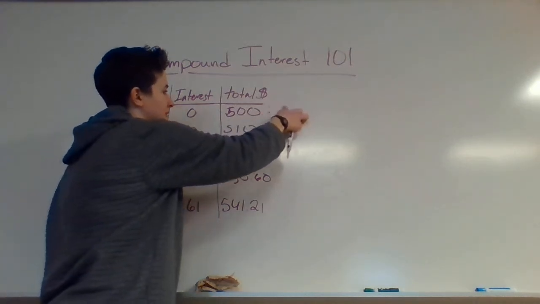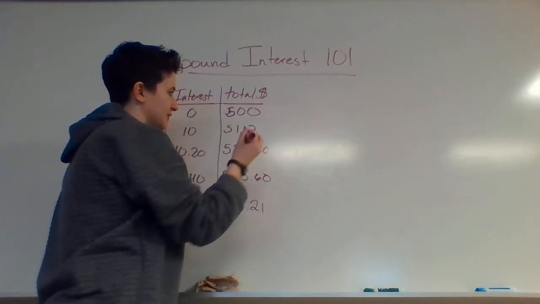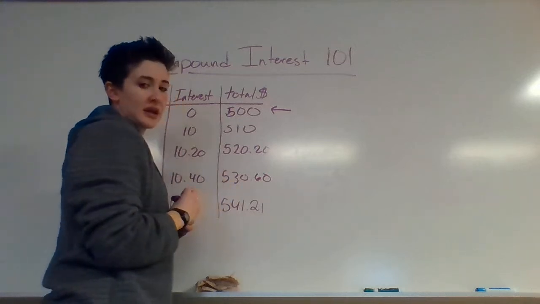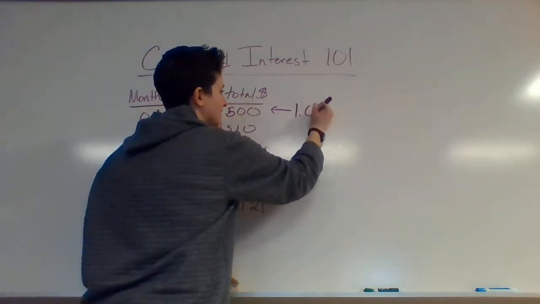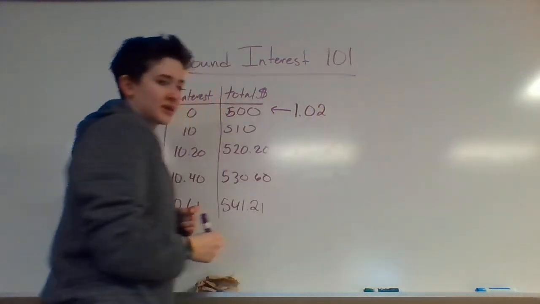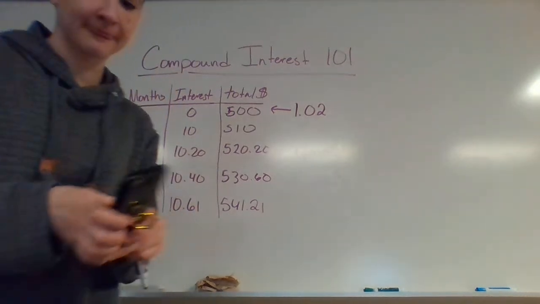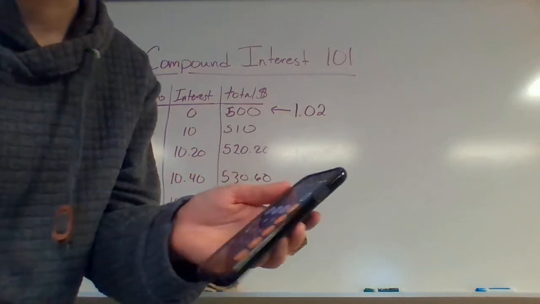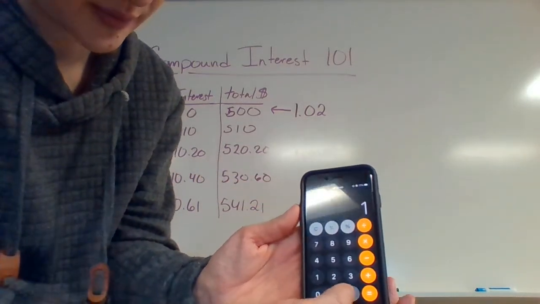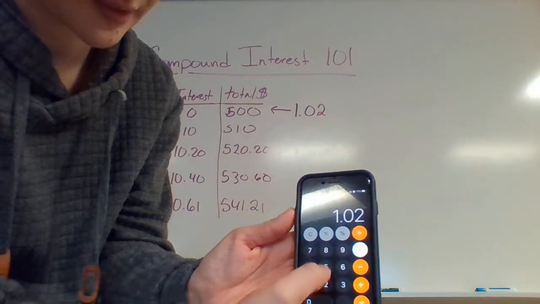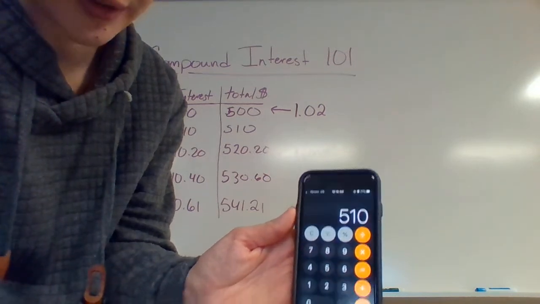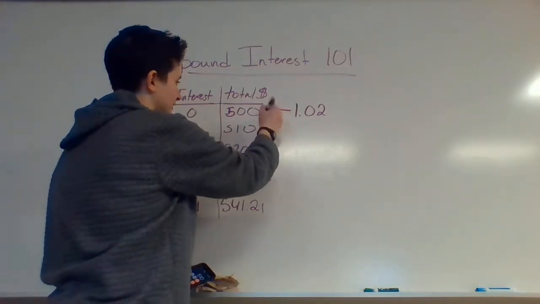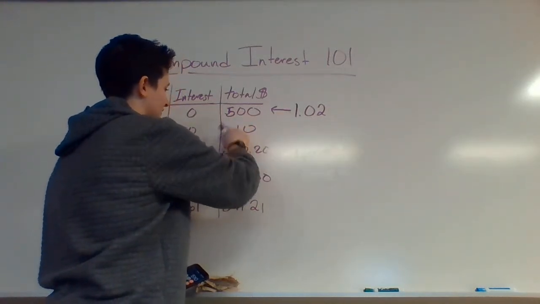So, what we're going to do is we're going to multiply 500 by 1.02. And we're going to see what we get. And I'll explain why I chose 1.02 in just a second, once we get back our answer. So 1.02 times 500 equals 510. Okay, so I got this number.